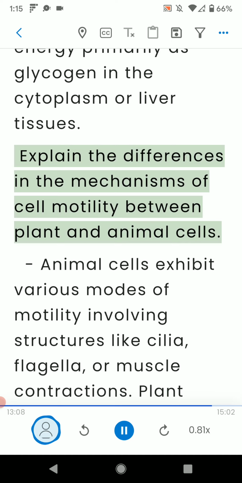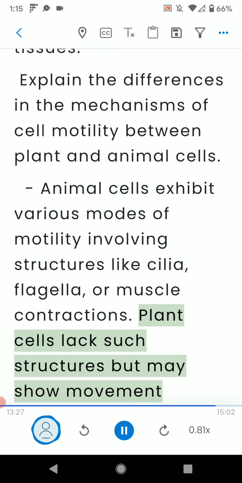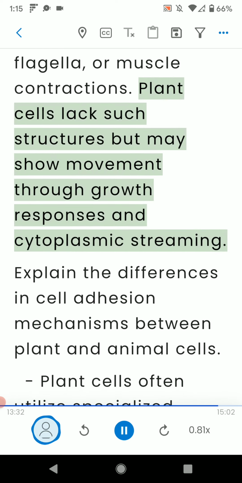Explain the differences in the mechanisms of cell motility between plant and animal cells. Animal cells exhibit various modes of motility involving structures like cilia, flagella, or muscle contractions. Plant cells lack such structures but may show movement through growth responses and cytoplasmic streaming.